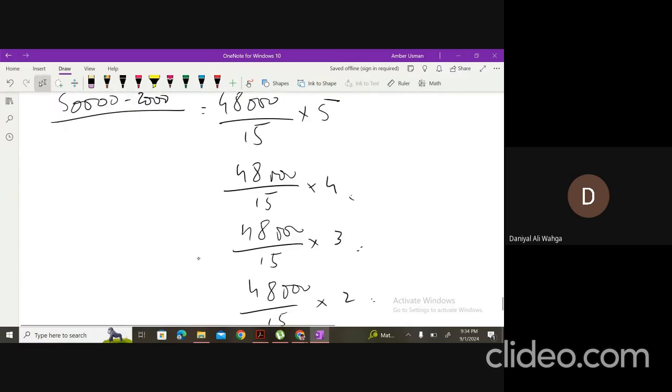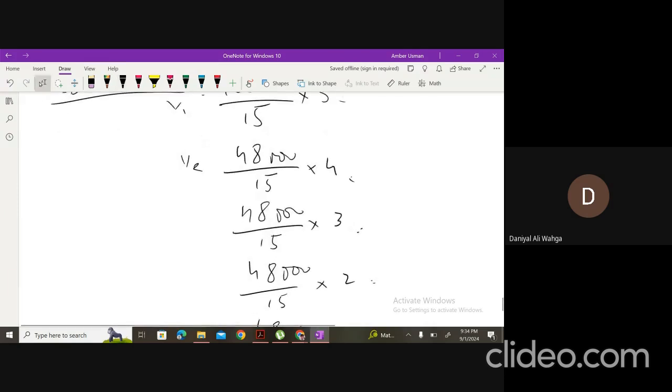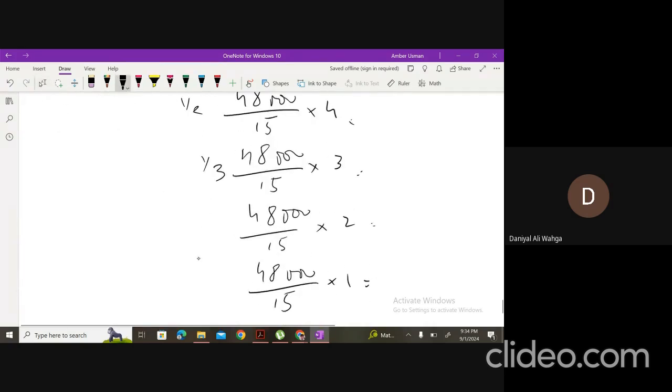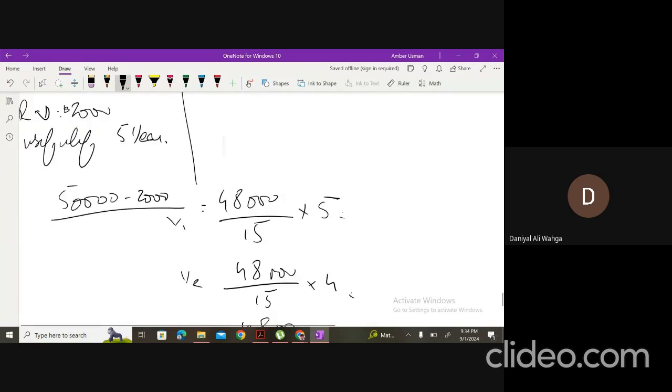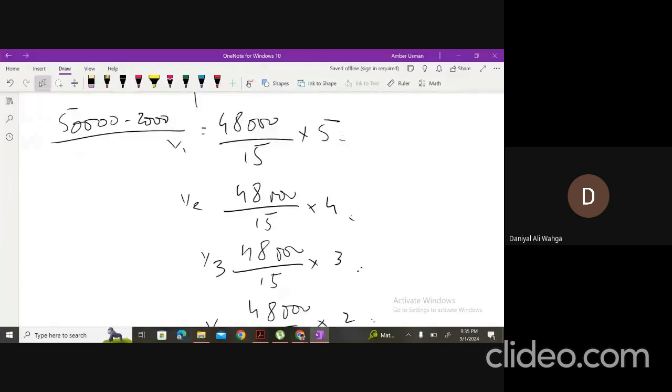So again, this is a reducing balance method. You will see that the depreciation is reduced after every year. This will be the depreciation expense for the first year, this for the second year, this for the third, this for the fourth, and this for the fifth year. So the depreciation for each year will be reducing, but on a more systematic basis.